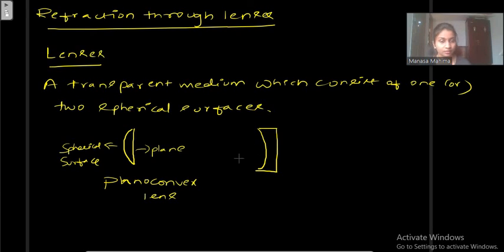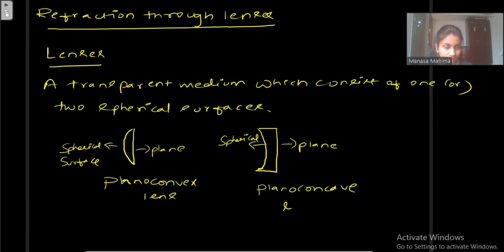If I draw the lens like this, do you call this a lens? Yes. Why? Because it has one spherical surface and one plane surface. But here the facing will be different. So this is a plano-concave lens. Here the refracting surface is inwards. If the refracting surface is outwards, then we call it convex, and if the refracting surface is inwards, we call it concave. This is a plano-concave lens.